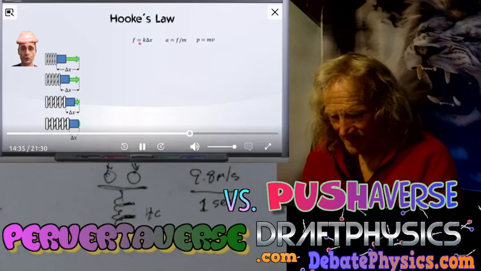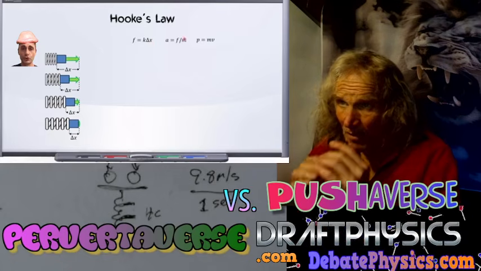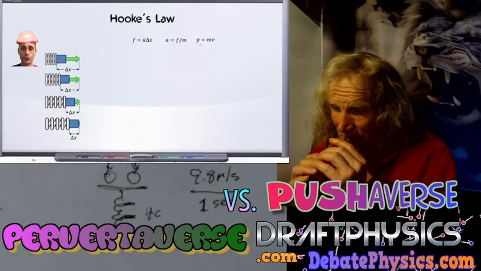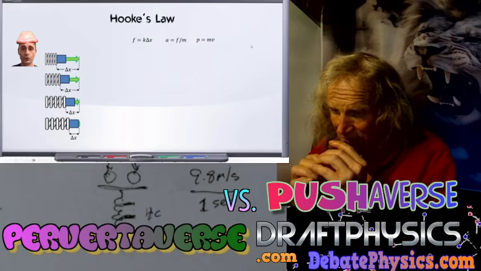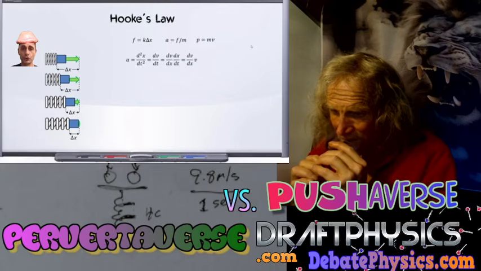We know that the force is just going to come from Hooke's law. We know that acceleration is just going to come from F equals ma. And this is the momentum ultimately that we are looking for. So let's jump right in.